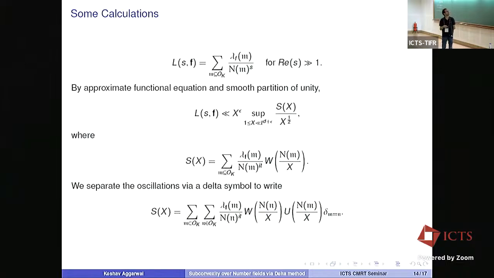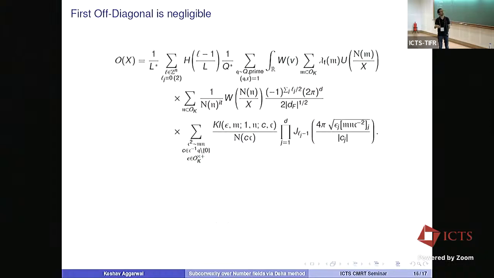Okay, so some calculations. Again, this is basically the setup where we are now separating these oscillations. So now we want to detect when two ideals are equal to each other. And we'll have an off-diagonal term and the term with Fourier coefficients. In the last 5 minutes, I just want to show you that we can actually also prove that the off-diagonal term that you get in this case is also going to be as small as you would like.